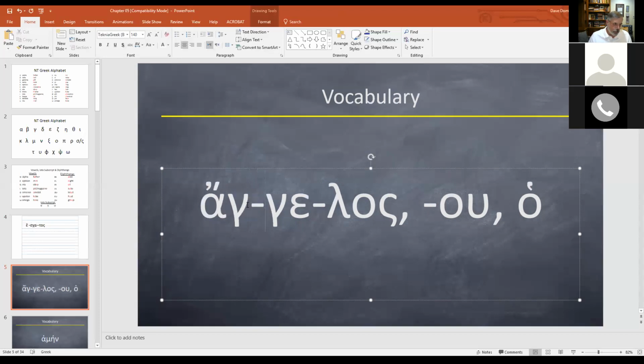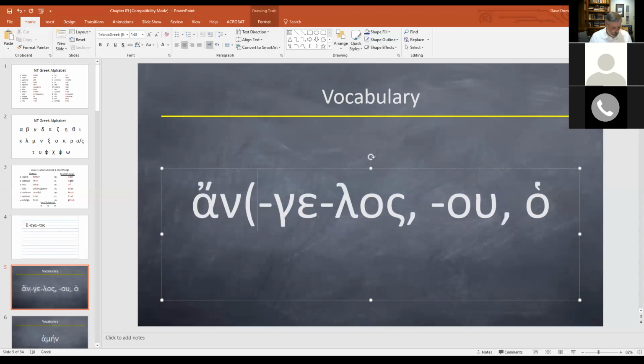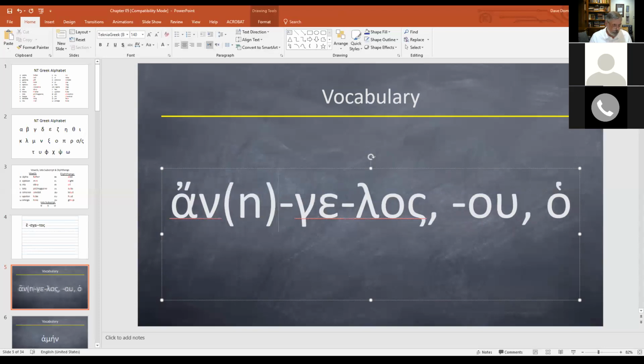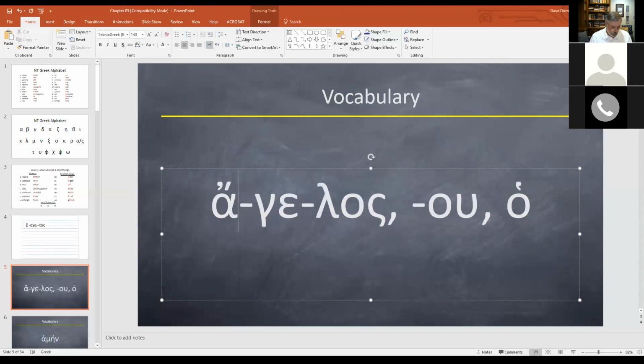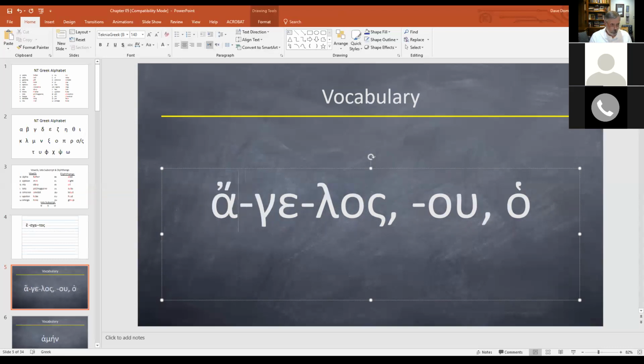Because they're together, the first one is still a gamma, but it's pronounced like a nu, which in our language is an N. So you pronounce it as if it's a nu, angelos. Okay, does that help? Yeah, I'm going to get it.